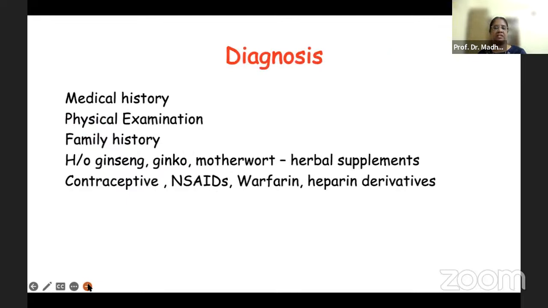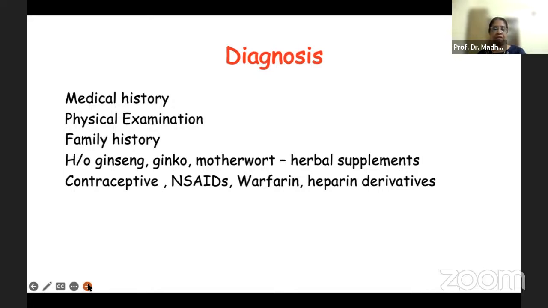Now, when you come to diagnosis, the patient is presented to you and you have to come to the diagnosis. You have to go into the medical history. It's very, very important. Go into a detailed history, ask her exactly each and every medication that she is taking. Physical examination should include thyroid and breast, and family history also should be included, because in patients who have a family history of certain malignancies, we should also investigate for these malignancies in a younger age group.